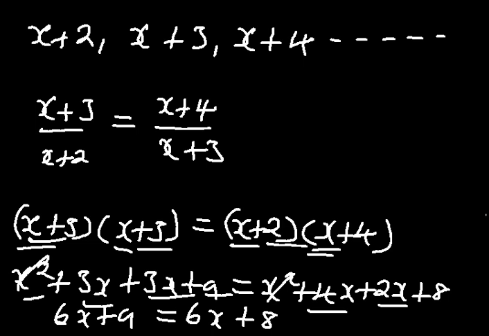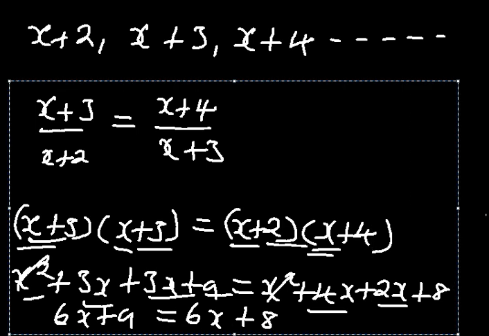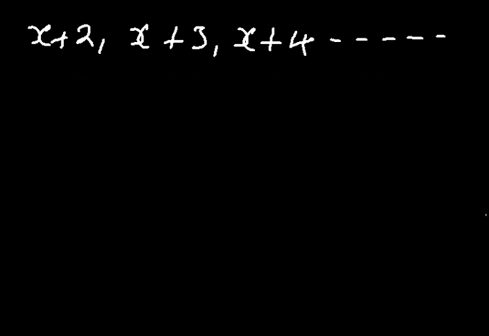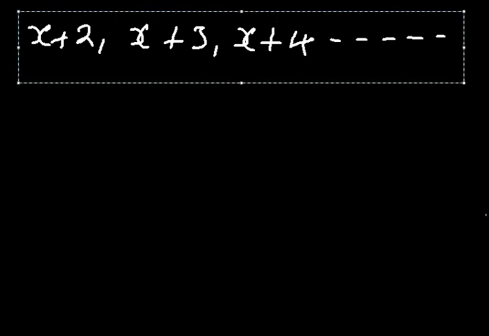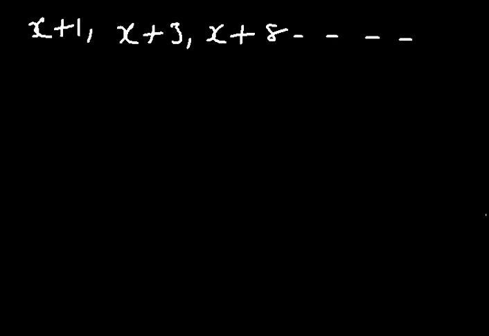But let me change the components. Let me have this kind of series. Let me have it as x plus 1, x plus 3, and x plus 8. Let's say this is the geometric progression series. What is the value of x and also the values of the first 3 terms?